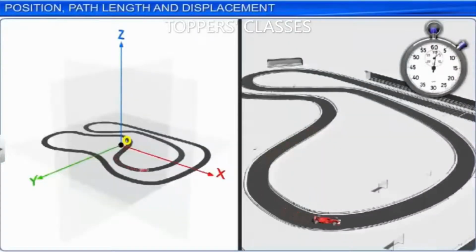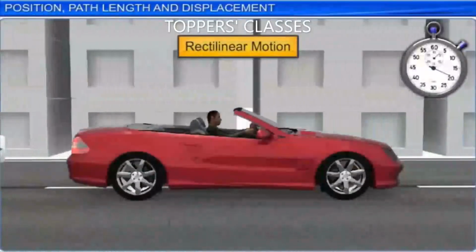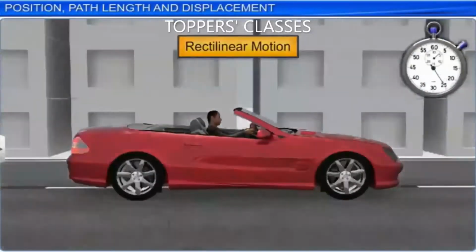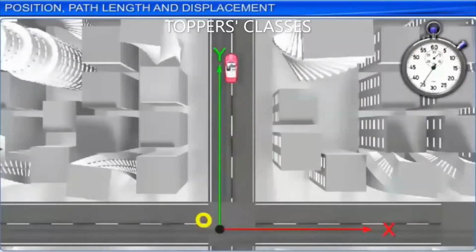If the body is moving in a plane, then we consider any two of the three reference axes. If the body is moving in space, which is three-dimensional, then we have to consider all the three reference axes. Let us examine rectilinear motion more closely. To study the motion of a body along a straight line, we have to align the straight line along one of the axes, which is usually either the x-axis or the y-axis, and then choose a convenient origin, O.